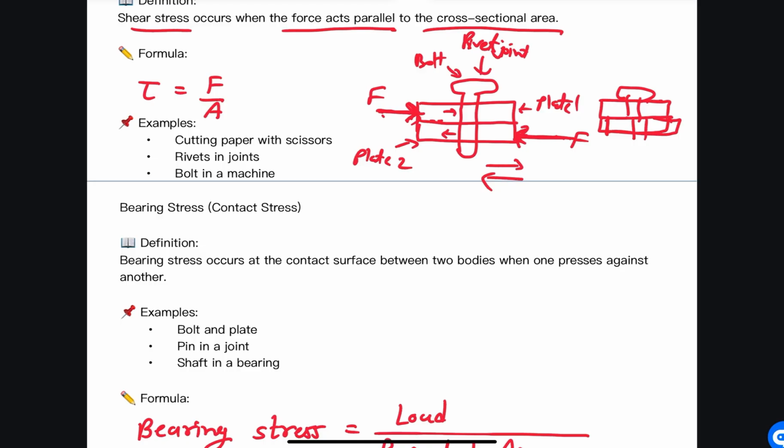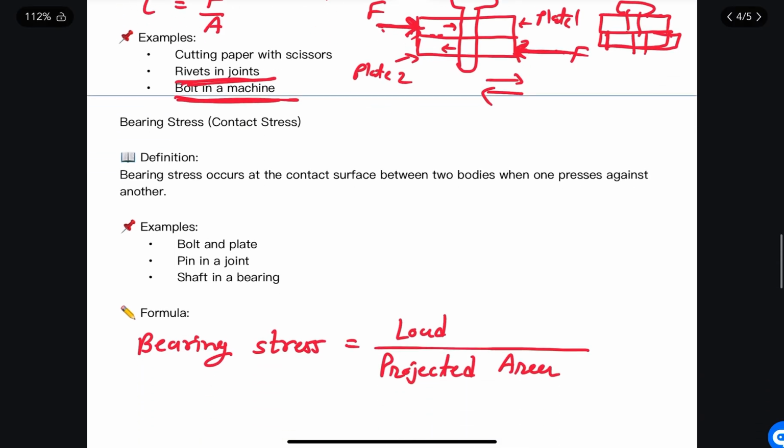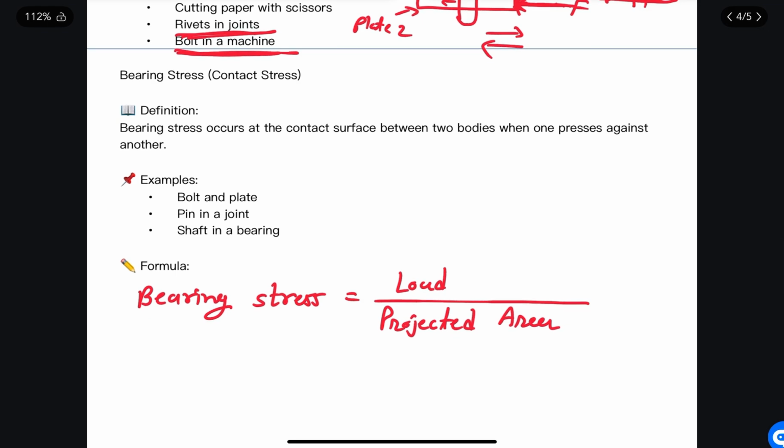The best example is like we take one paper, right? And from our left hand we apply the force in the right direction, and from the right hand we apply the force in the left direction. So what happened? The page will be torn. I taught the example of the bolt and rivet joint over here, and I explained the paper cut one. So the third and last type, what is the bearing stress?